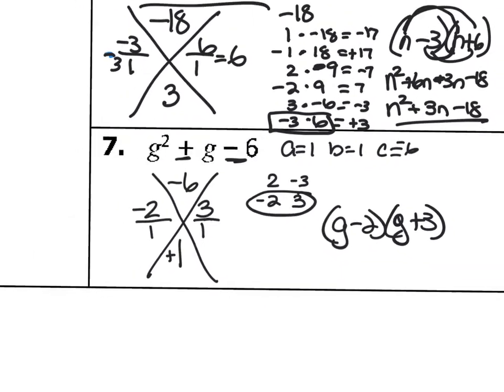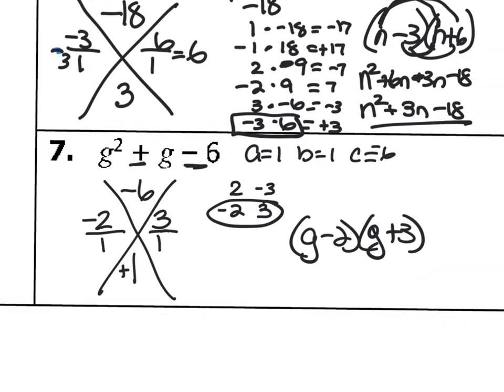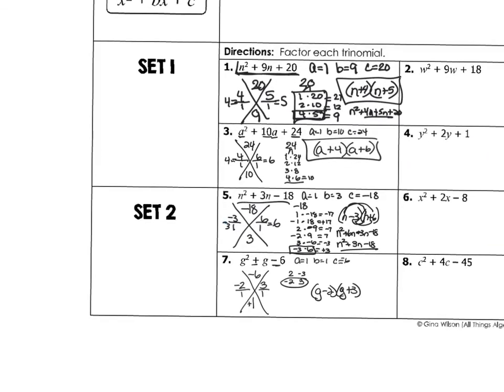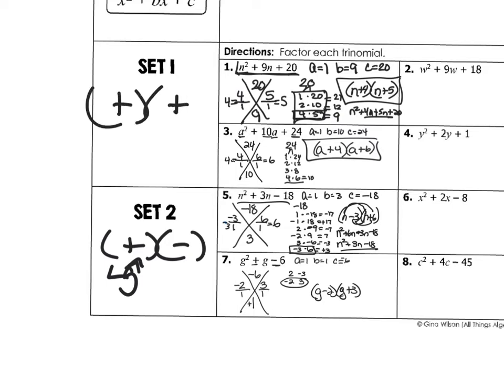So good deal. On this set, positive, negative, then you're going to have a positive, negative. But since the middle number's positive, then your larger number's going to go with positive. That way you'll have a positive number. And then when they're both positive, then it's going to be plus plus. Okay?